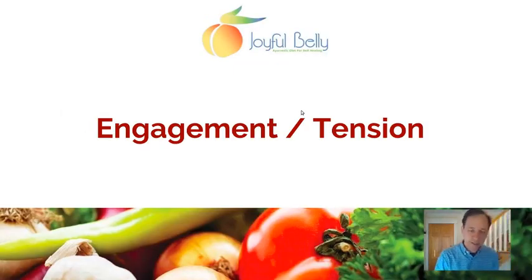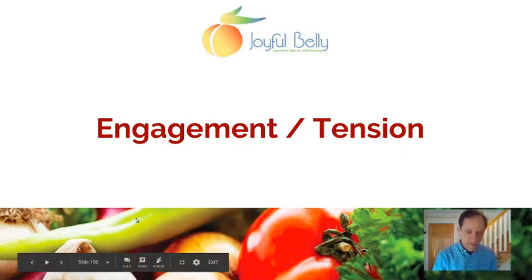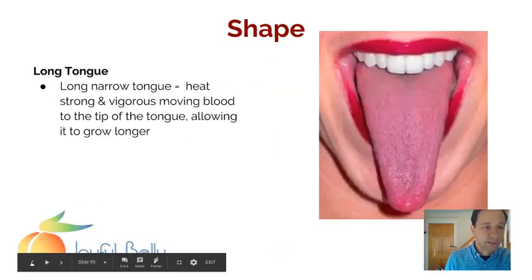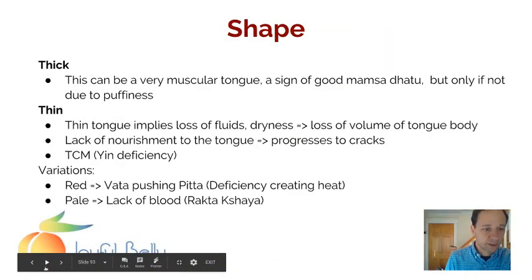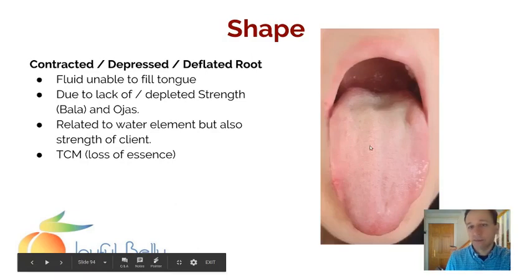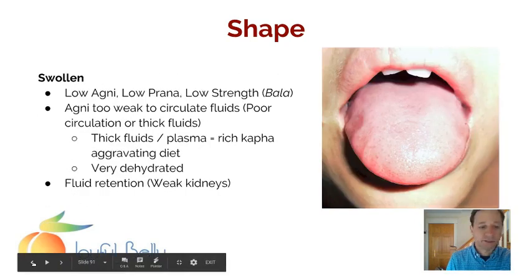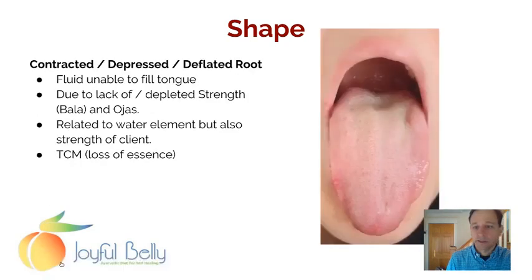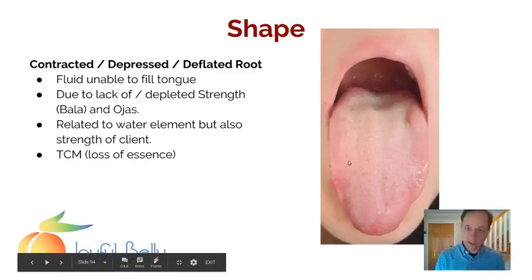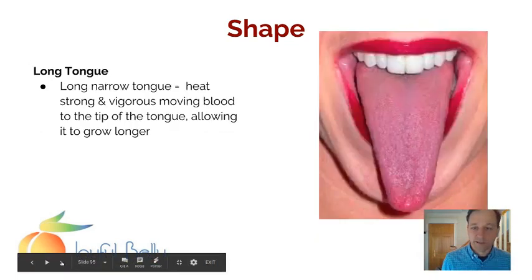Let's talk about engagement of the tongue. Here we've been talking about shape of the tongue, and we had a swollen tongue. We also looked at a thin tongue. Do we have a picture of a thin tongue here? I think we saw one. Okay, this is just an example of a thin tongue, even though it's not on the slide. So we had that swollen tongue, and there's the swollen tongue. There's the thin tongue, and we see here that this tongue has just a lack of fluids in it, and then the root is also deflated. So this is becoming more advanced.